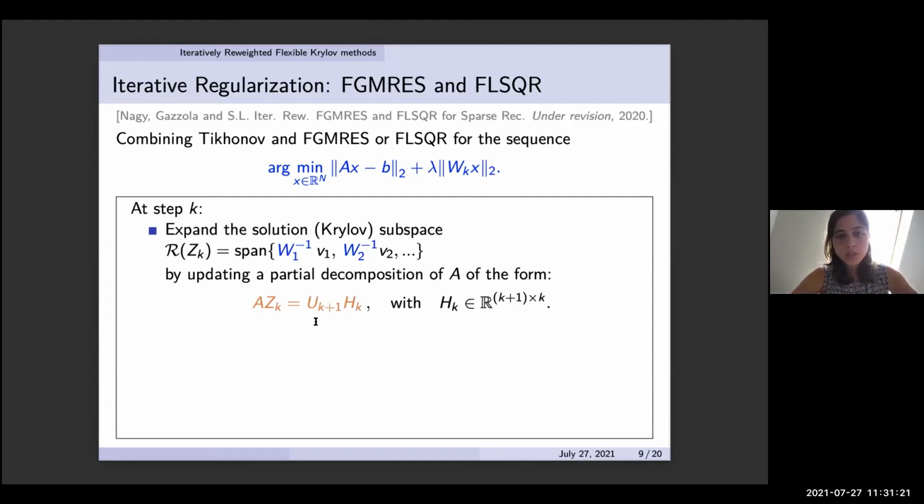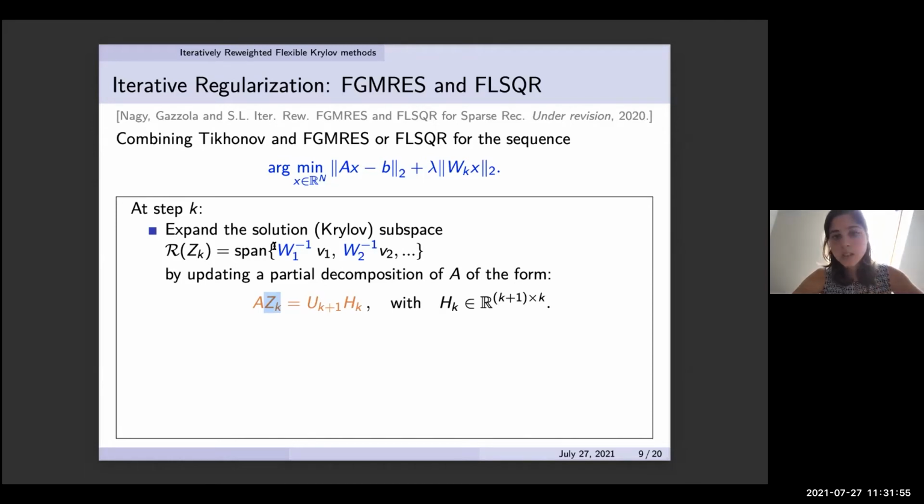So very similarly to what we saw before, the main core of the algorithm is basically updating a partial decomposition of A. Again, this is very important because that's what's going to give us our projection. And we still want a matrix whose columns span our Krylov subspace, but now they will span a flexible Krylov subspace. I'm not going to explain the details of the actual description of the flexible Krylov subspaces, because it really depends on the choice of Krylov subspace.